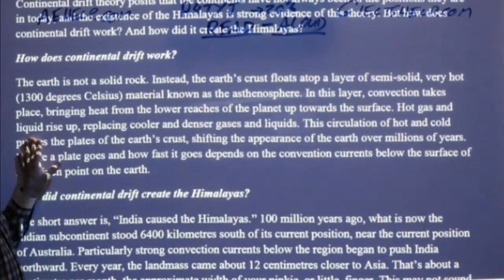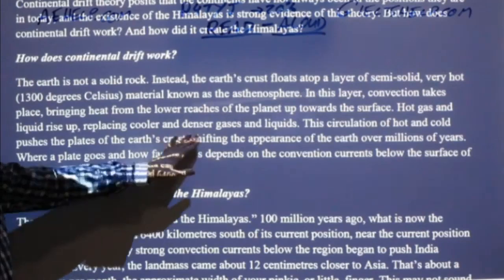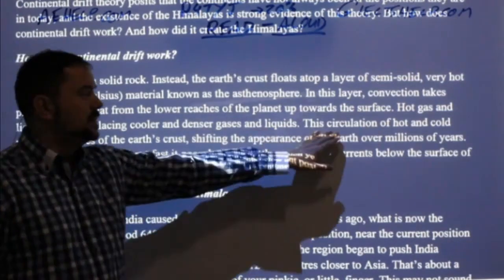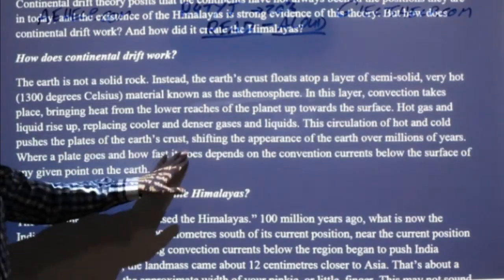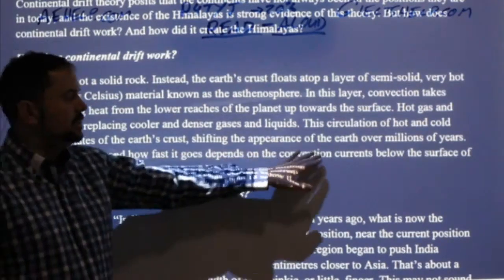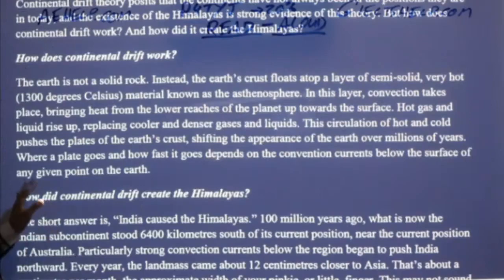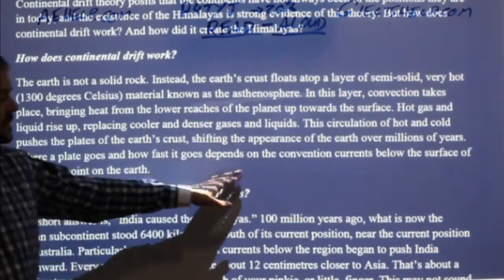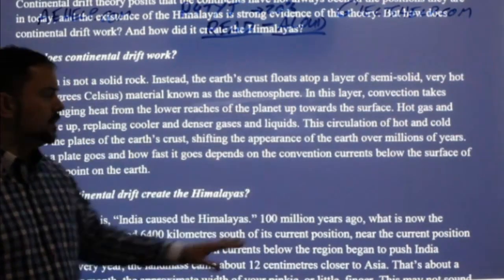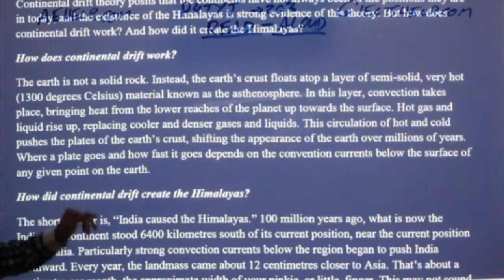Hot gas and liquid rise up, replacing cooler and denser gases and liquids. This circulation of hot and cold pushes the plates of the Earth's crust, shifting the appearance of the Earth over millions of years. Where a plate goes and how fast it goes depends on the convection currents below the surface of any given point on the Earth.